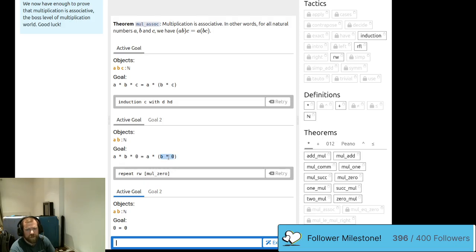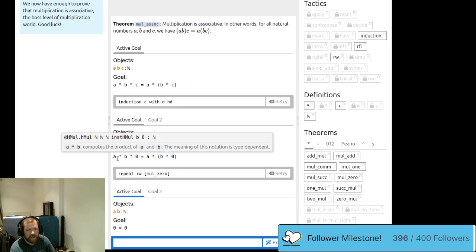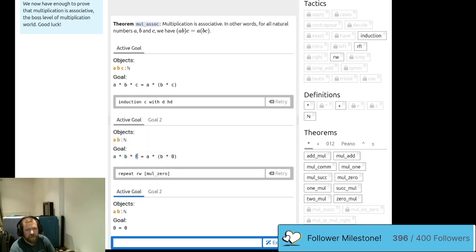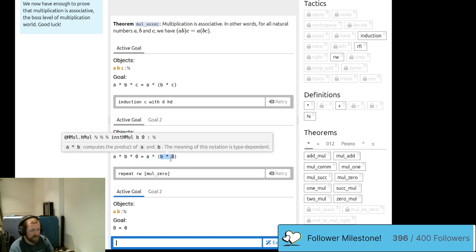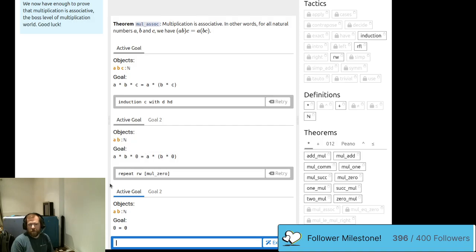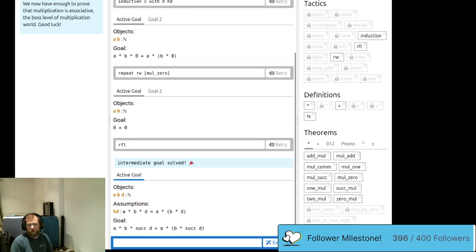So yes, we get 0 equals 0 if we repeat this rewrite of do multiplication by 0. Here b times 0 is going to be activated, and a times b times 0 is going to be activated here. That makes the entire left-hand side equal to 0. The right-hand side becomes a times parentheses 0, or just a times 0. And then I tell it to repeat, so it does it again. And here we have a reflexive statement, so we just say RFL. And that moves us on to the second goal.